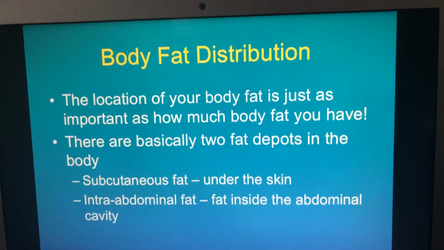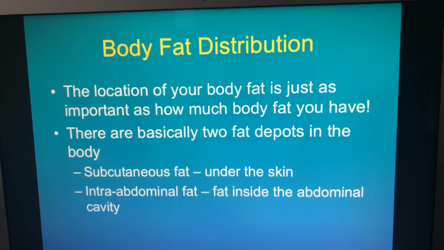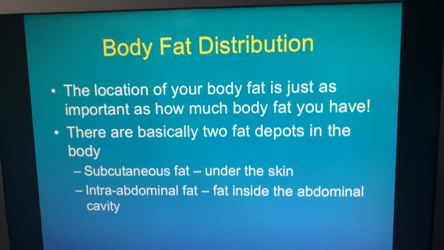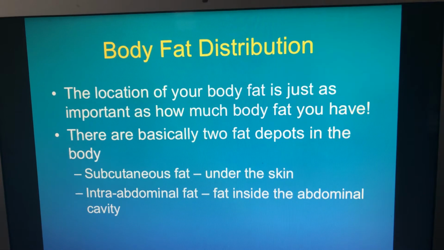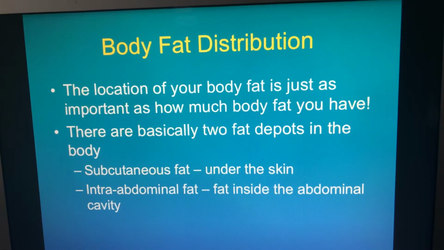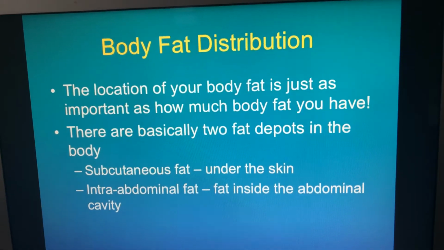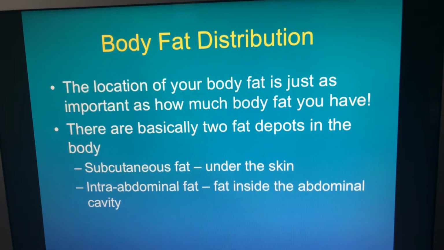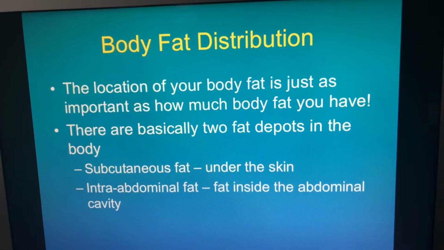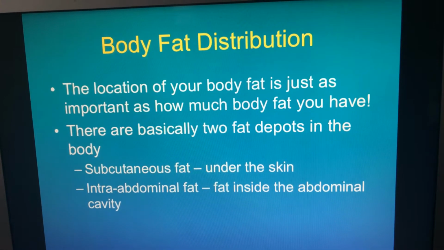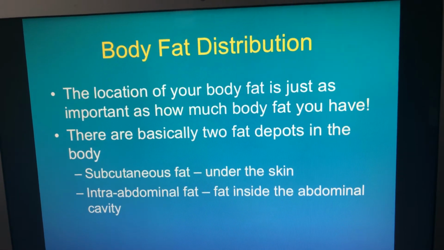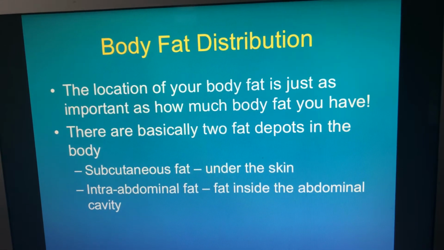So now for body fat distribution, I mentioned earlier when I was talking about weight standards that it's not just the amount of fat you have, it's where the body fat is located that can influence health risk. So it's really important to assess body fat distribution. In fact, some health professionals think that it should be standard to measure a person's waist circumference to determine if they have that central distribution of body fat.